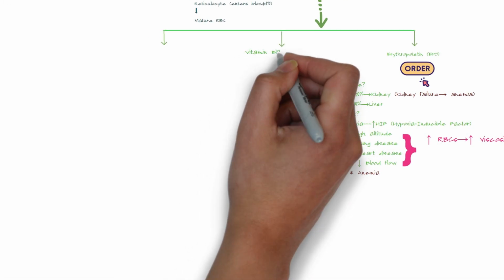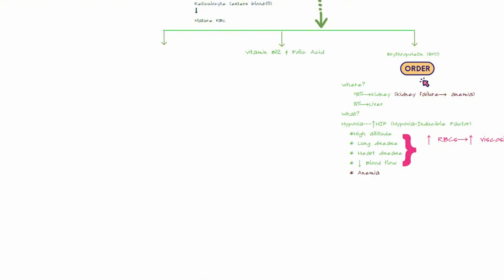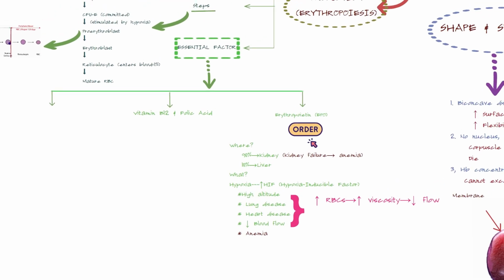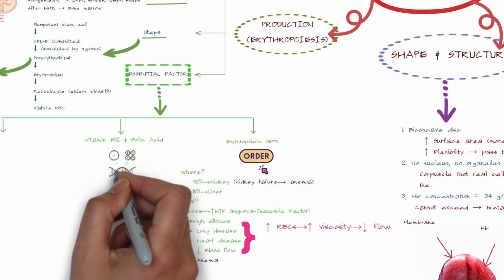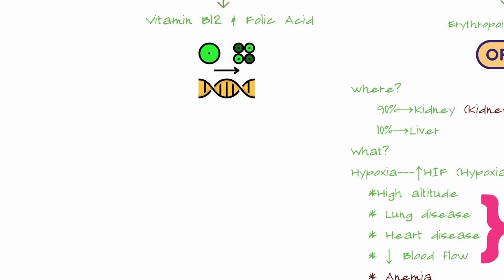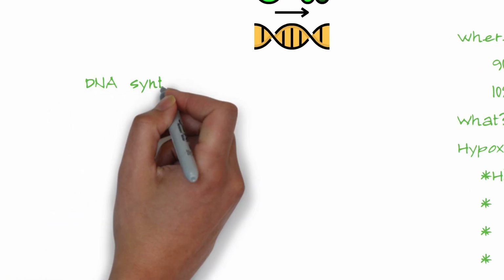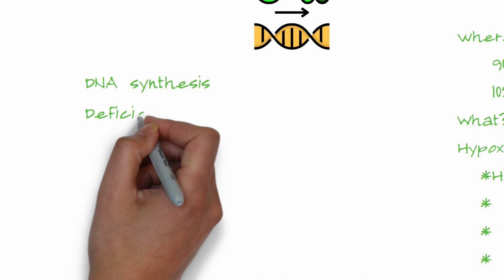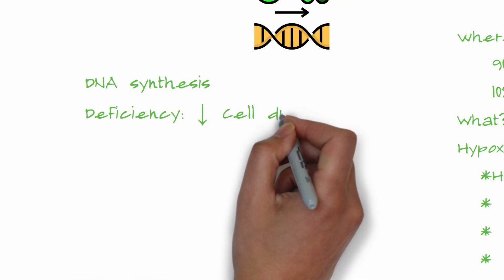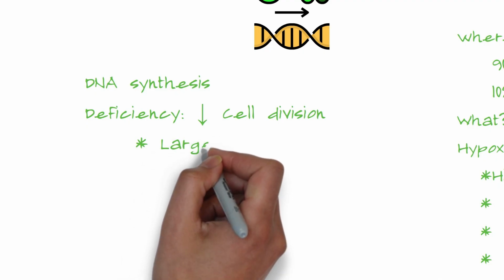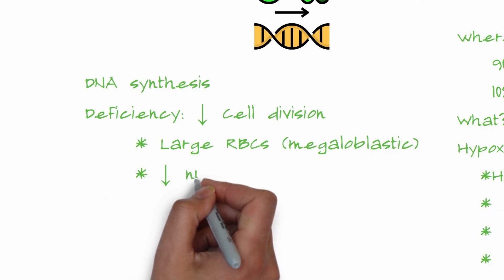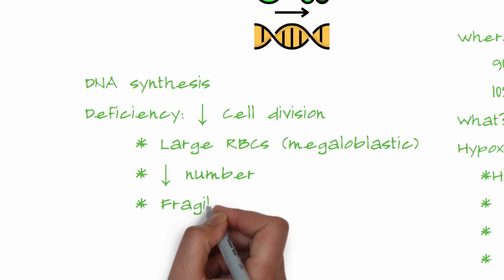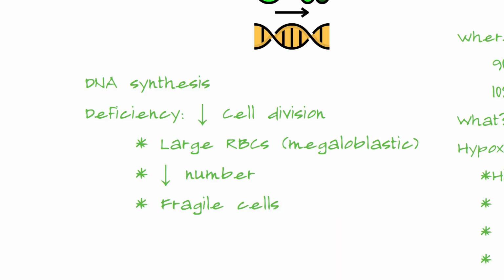So, the second factor is vitamin B12 and folic acid, and both are essential for DNA synthesis, which is critical for cell division and maturation. So when they are deficient, when we have a lack of both of them, we have an impairment in cell division, and this results in large RBCs, called megaloblasts, with a low number of RBCs, which is anemia. Together it is megaloblastic anemia. That's to say big RBCs, but low in number. And also the RBCs become more fragile, so they are easily destroyed.